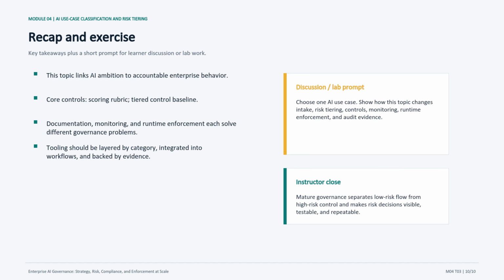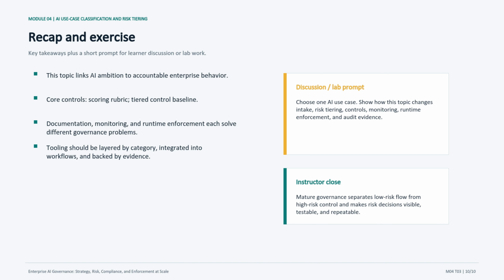To close this deck, I would bring the class back to the central message. High risk versus low risk use cases links AI ambition to accountable enterprise behavior. It is not separate from delivery, it is how delivery becomes safe, compliant, and repeatable. The takeaways summarize the operating logic: know the controls, separate documentation from monitoring and runtime enforcement, and choose tools that support the workflow and evidence model.